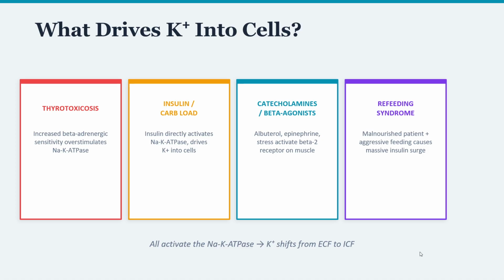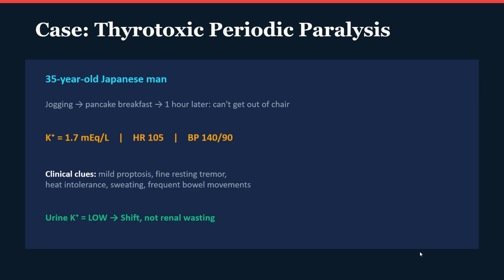Now, let me start with the first trigger in detail, thyrotoxic periodic paralysis. Let me walk you through a classic case. A 35-year-old Japanese man comes to the ED with sudden onset lower extremity weakness. He went jogging that morning, then had a big breakfast of pancakes and fruit, and about an hour later, he couldn't get out of his chair. His potassium is 1.7.